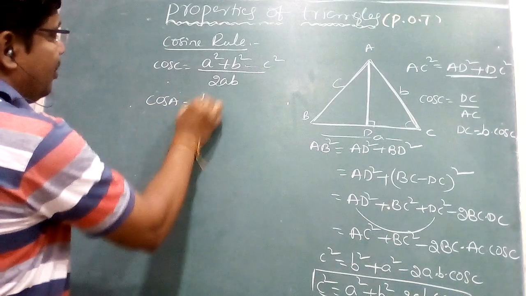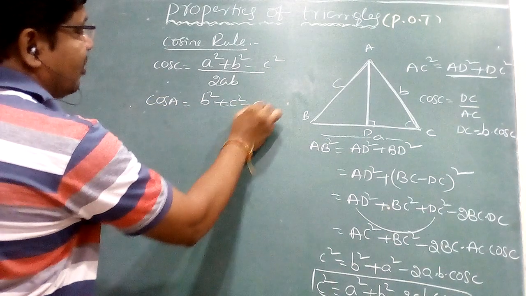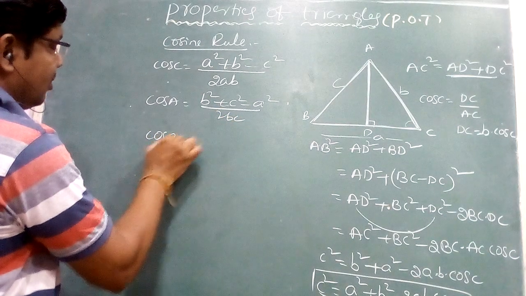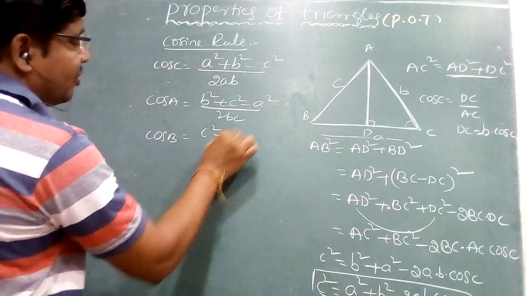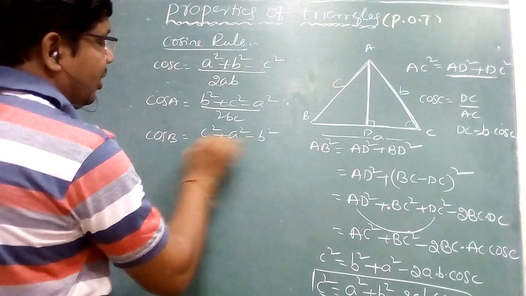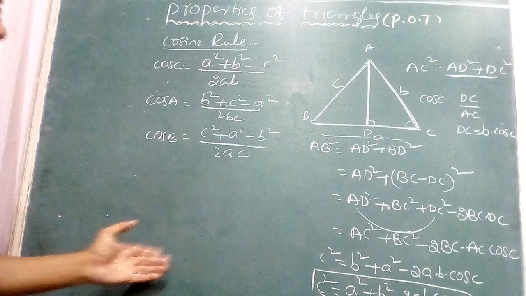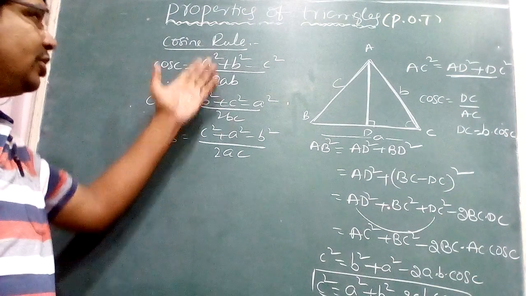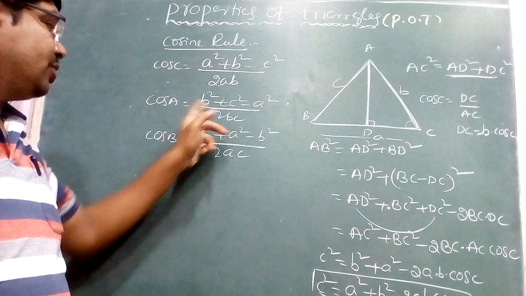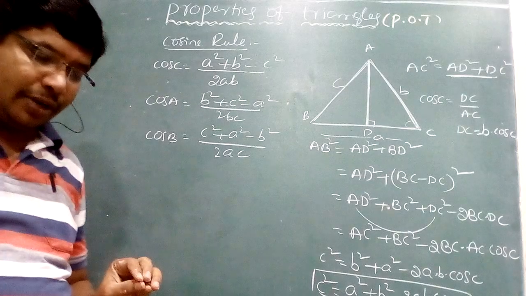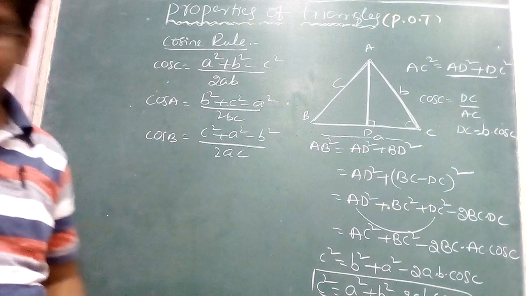Similarly for cos A: cos A means b square plus c square minus a square by 2bc. Cos B is c square plus a square minus b square by 2ac. If you want ratios also, cos A is to cos B is to cos C means this one is to this one ratio. Now, by using this one, I am explaining one problem.